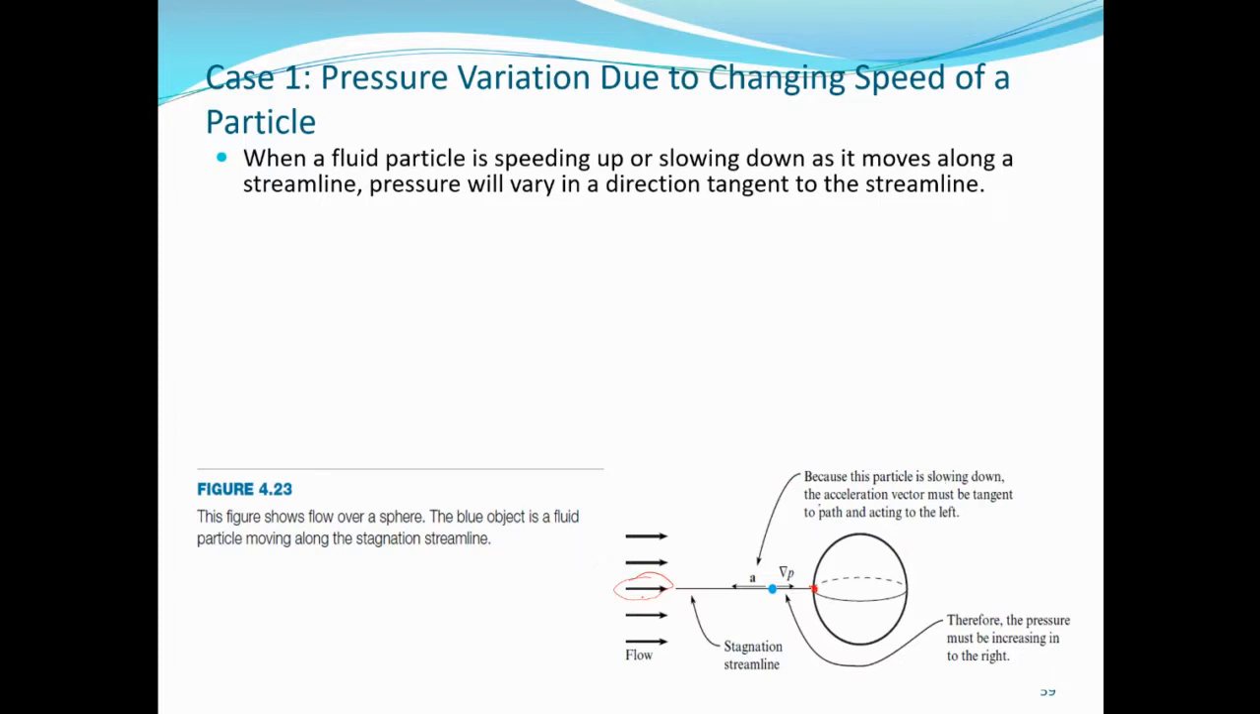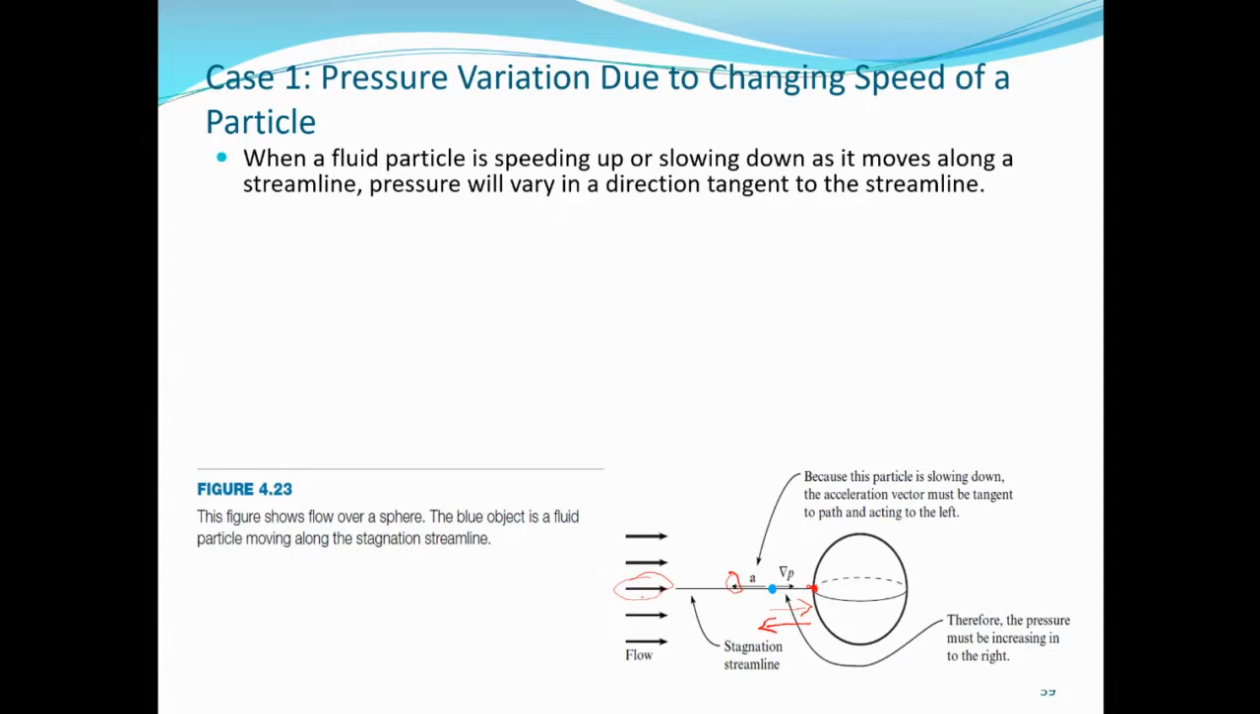Because this particle is slowing down, the acceleration vector must be tangent to the path and acting to the left. This particle, as it is moving, it is slowing down because it is finally coming to rest here. So it is slowing down. If it is slowing down, it is decelerating. Negative acceleration. And negative acceleration will be in the opposite direction, isn't it? If it is accelerating, then it will be this one. That is, if it is speeding up. But if it is slowing down, then it will be in the opposite direction. That is, the direction of the acceleration will be deceleration, which is opposite to acceleration. Okay, so it is slowing down. That's why the direction is this way.